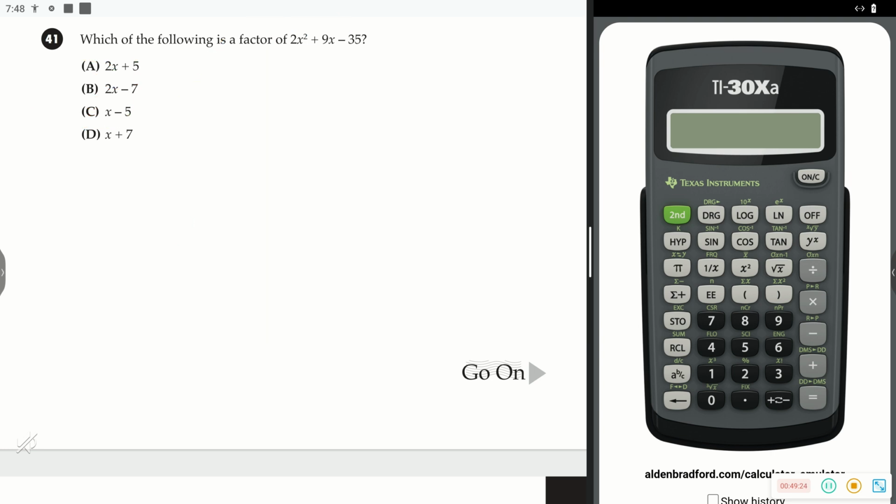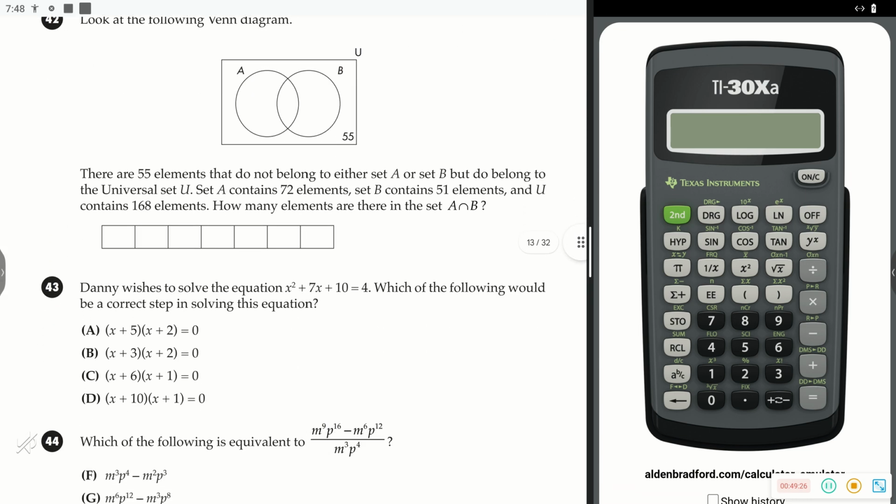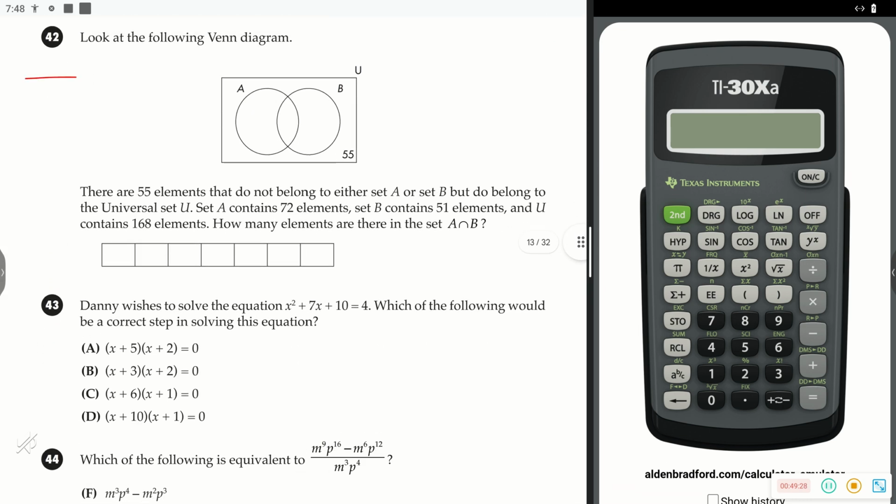All right, let's do number 42. Oh, a Venn diagram, great. That's what I would think. The Venn diagram seems silly. I don't even really consider it algebra, but it's almost like a logic test more than anything. So it says there's 55 elements that do not belong to either set A or B, but do belong to the universal set. So the universal set has 55 numbers that aren't in either of the A or B circles.